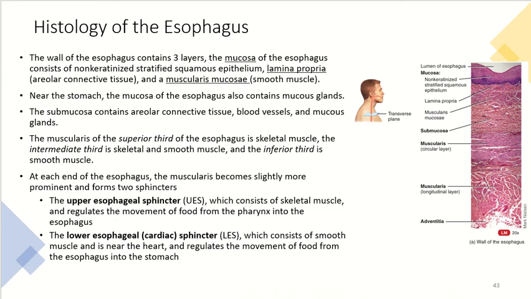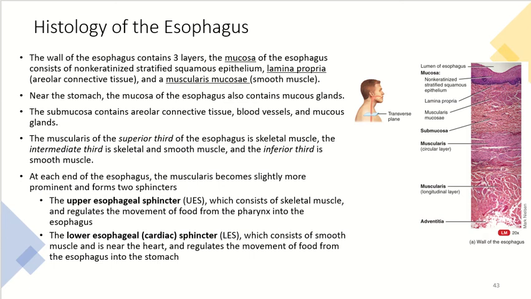When we take a look at the histology of the esophagus, as you would expect, the wall contains 3 separate layers. There's the mucosa, which consists of non-keratinized stratified squamous epithelium. The next layer is the lamina propria, an areolar connective tissue layer. The final layer is the muscularis mucosae, a layer of smooth muscle. Near the stomach, the mucosa of the esophagus contains various types of mucus glands.